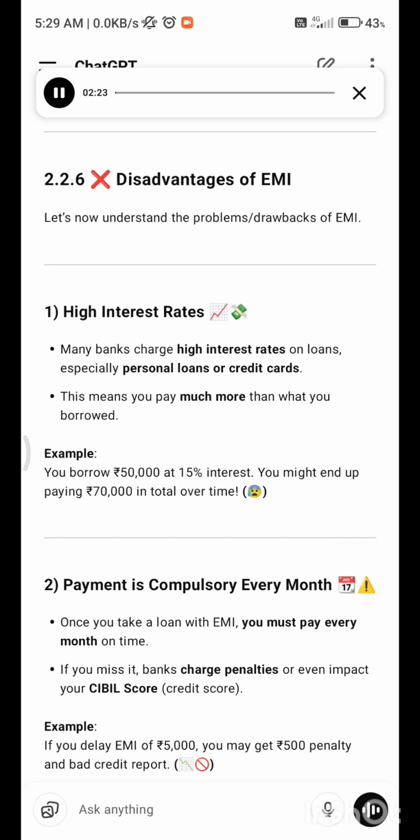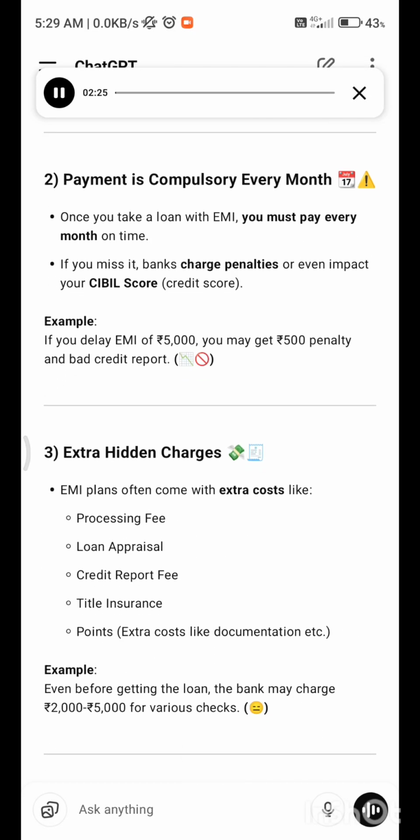2. Payment is compulsory every month. Once you take a loan with EMI, you must pay every month on time. If you miss it, banks charge penalties or even impact your CIBIL score, your credit score. Example: if you delay an EMI of $5,000, you may get a $500 penalty and a bad credit report.